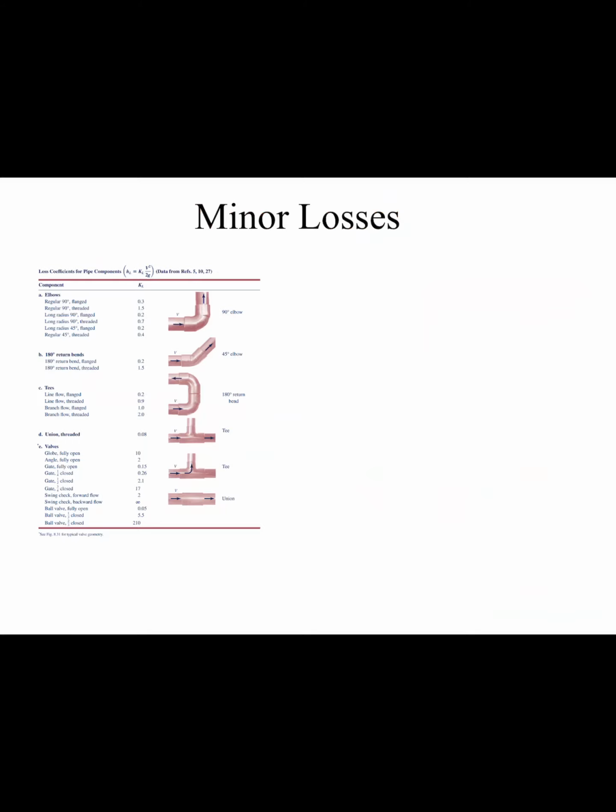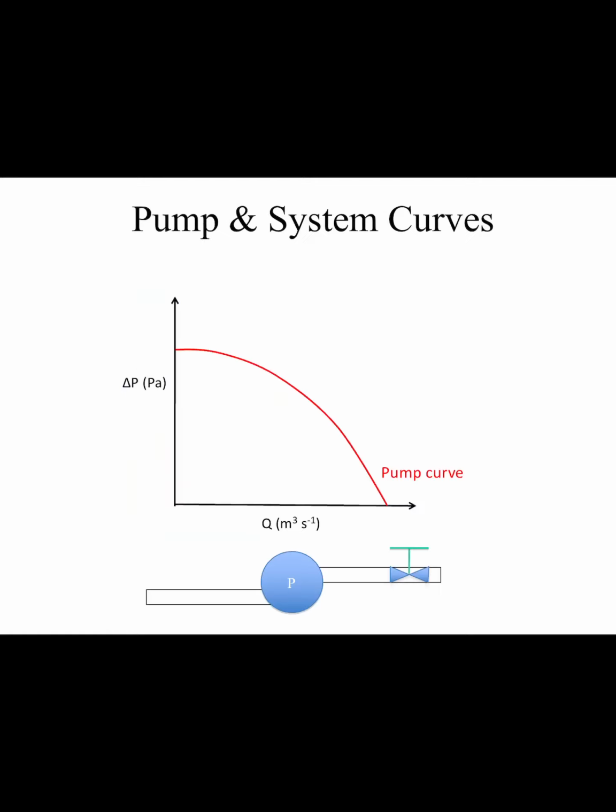Your textbook also has different standard piping components. Here's a 90-degree elbow, a 45-degree elbow, a return elbow, and T's of different types, and from these you have all of these different loss coefficients that you can use to do your computations with. So hopefully you'll continue to move forward and practice some of those types of problems.